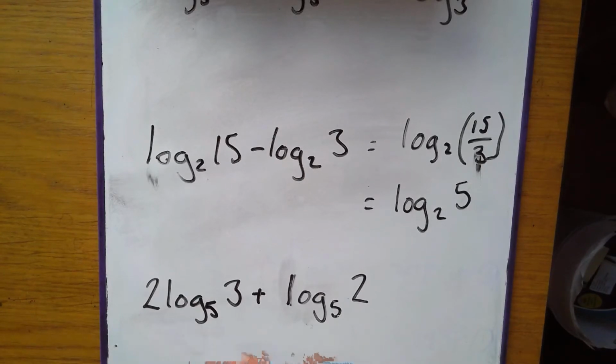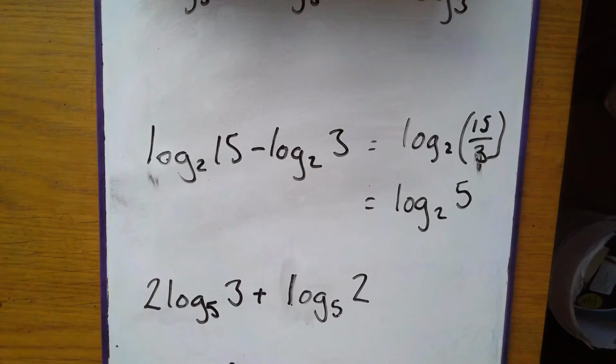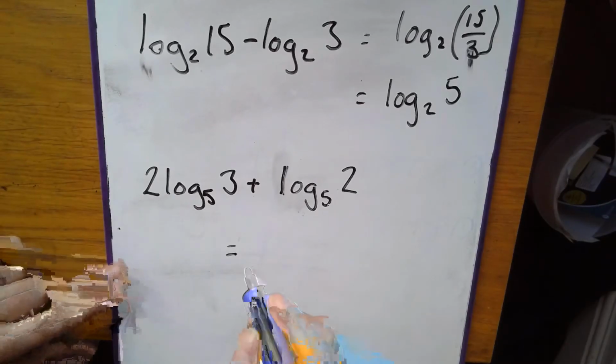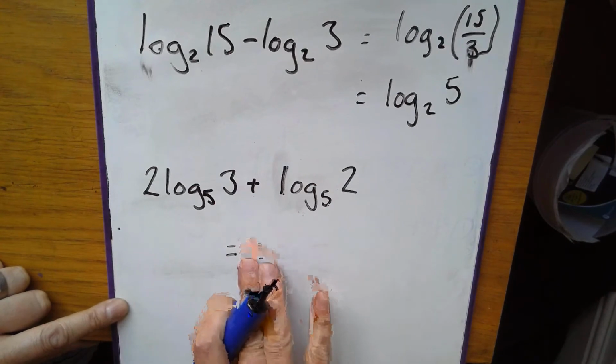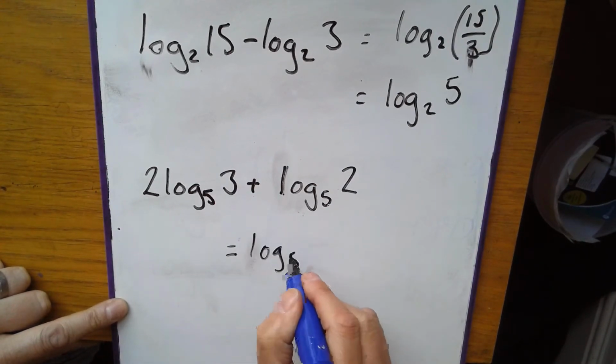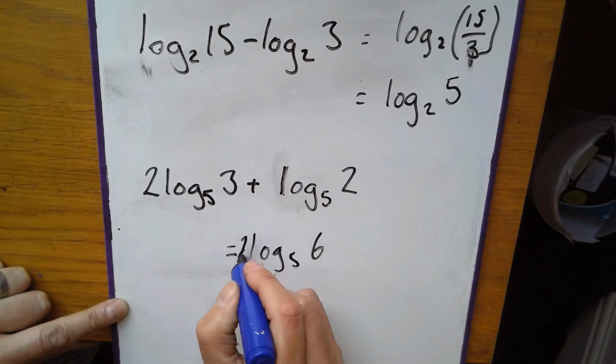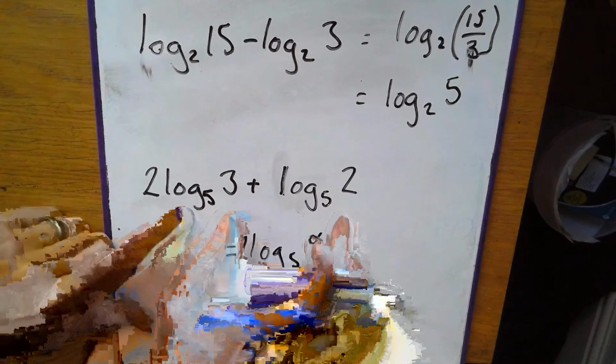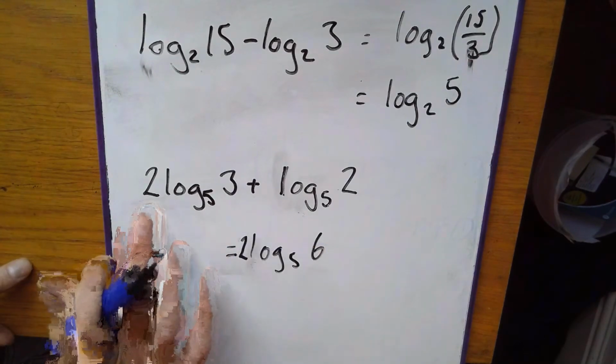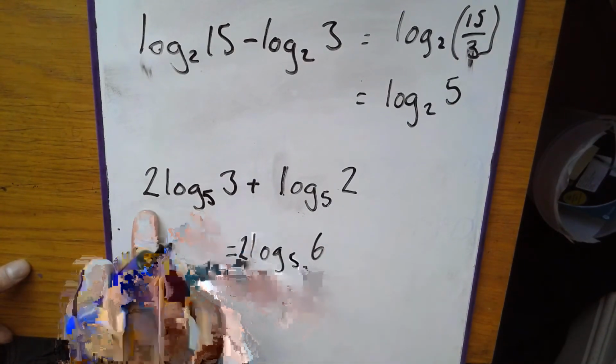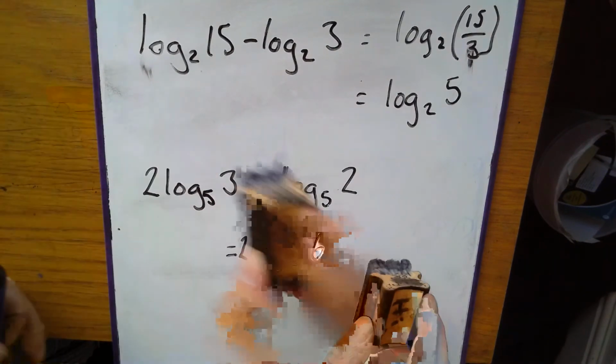Okay, so let's look at the third one. I'm adding two logs together there, but actually I've got two lots of the first one, so the bases are the same. Now a common mistake here would be to write that as 2 log base 5 of 6, to bring those two together. However, we can't, because the 2 is only applying to the log base 5 of the 3, so that would not be correct.